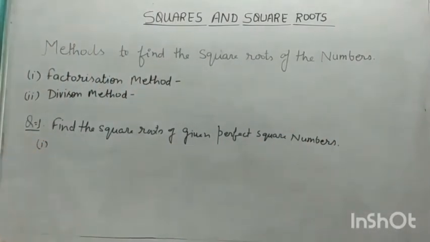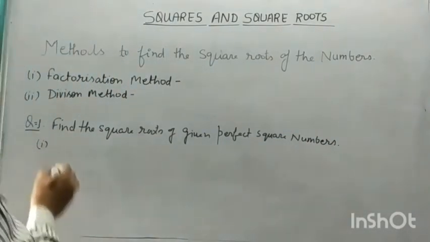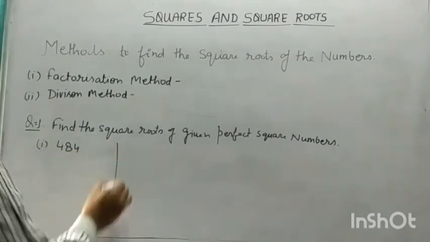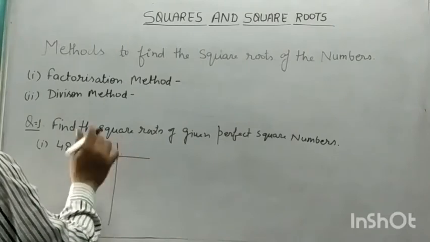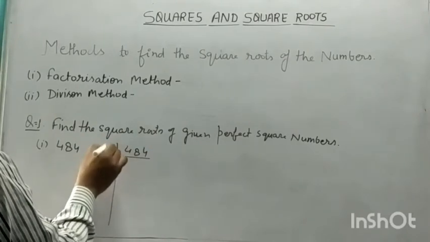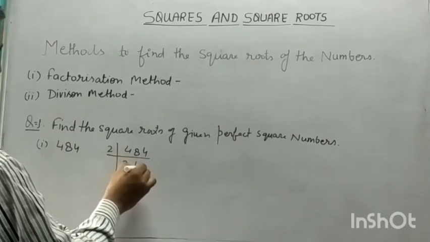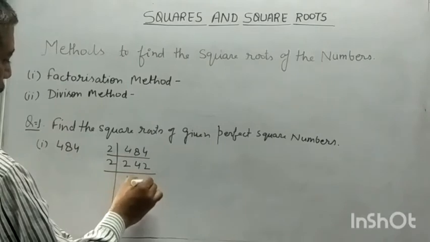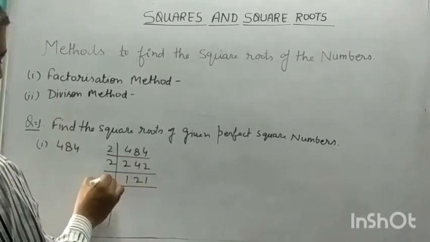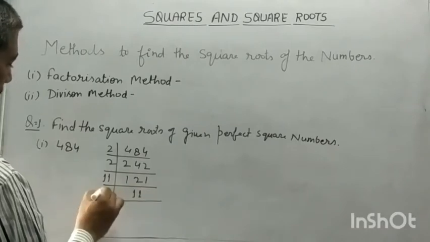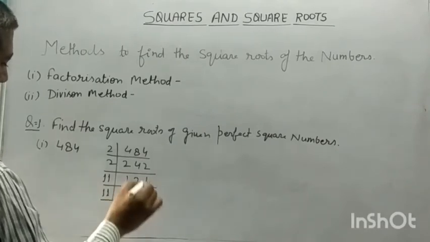First example is 484. First of all, we find the prime factors of the given number, starting with 2. 2 2s are 4, 2 4s are 8, 2 2s are 4. 2 1s are 2, 2 2s are 4, 2 1s are 2. And now 11: 11 1s are 11, 11 1s are 11.